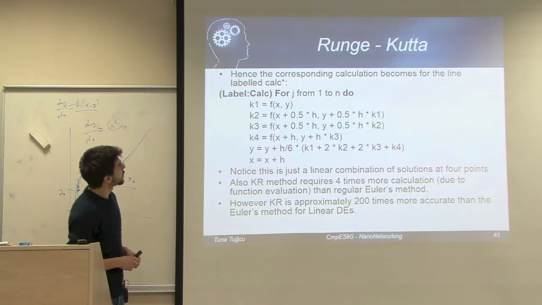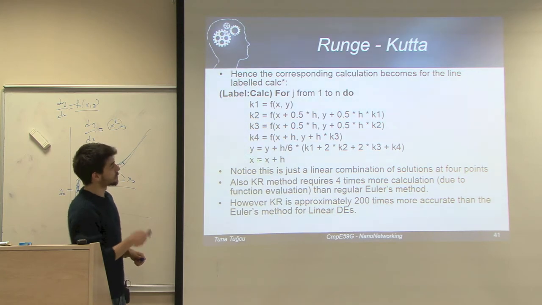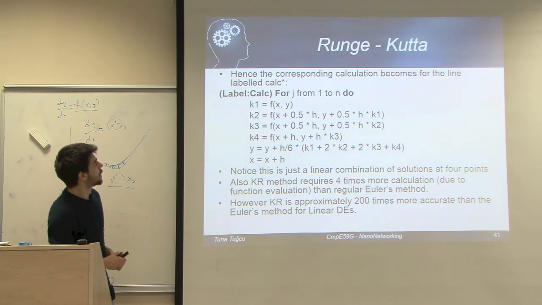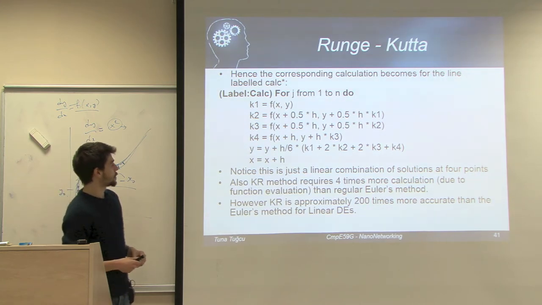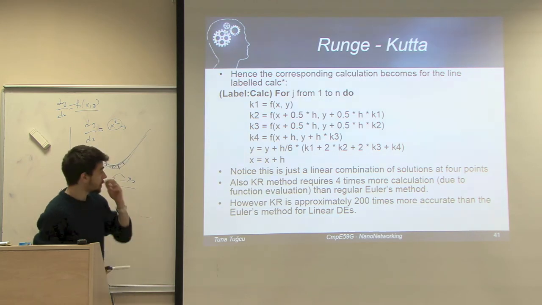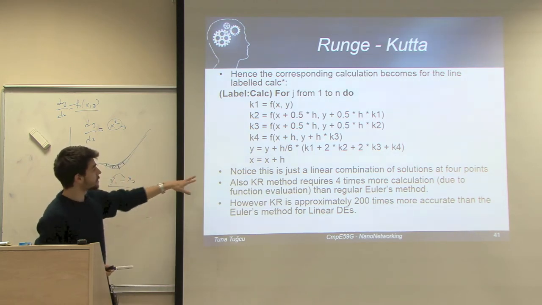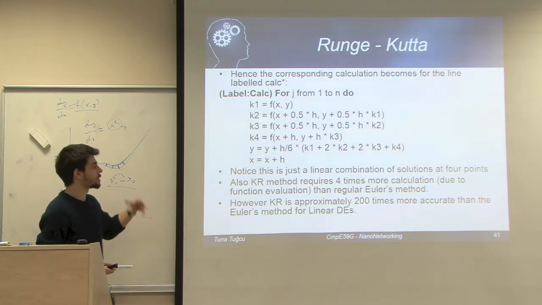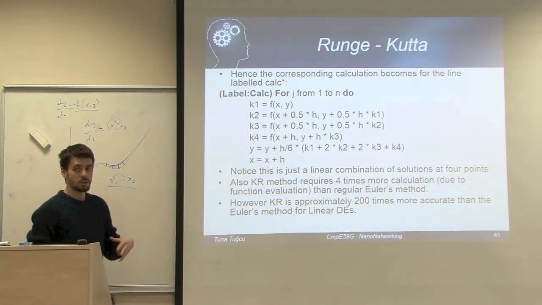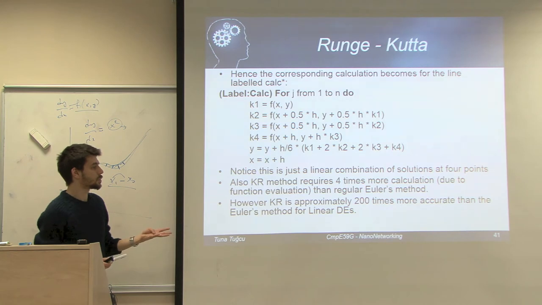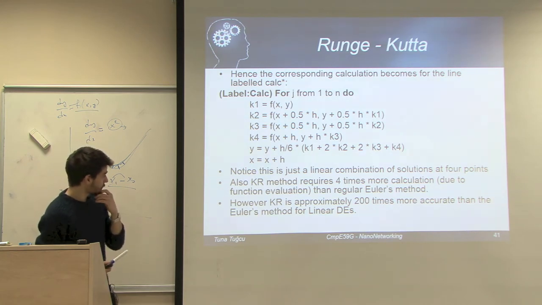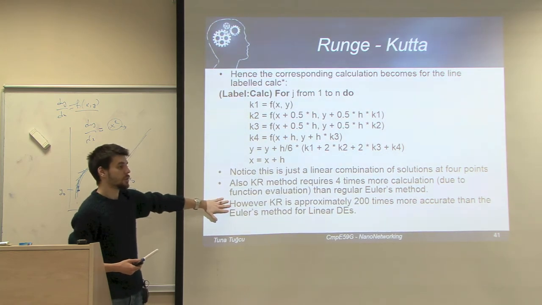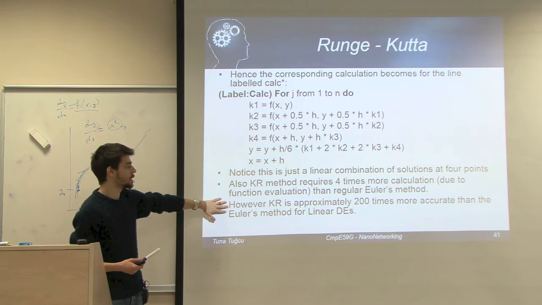So at the end, the algorithm changes to this. You can just read it out loud. It's quite simple, actually. You just calculate it one by one. But just notice this. These things are important. This is just a linear combination of solutions at four points to the equation. So we just make four computations at each iteration. We quadruple our computation time. But we get approximately 200 times more accuracy from Euler's method in linear differential equations.